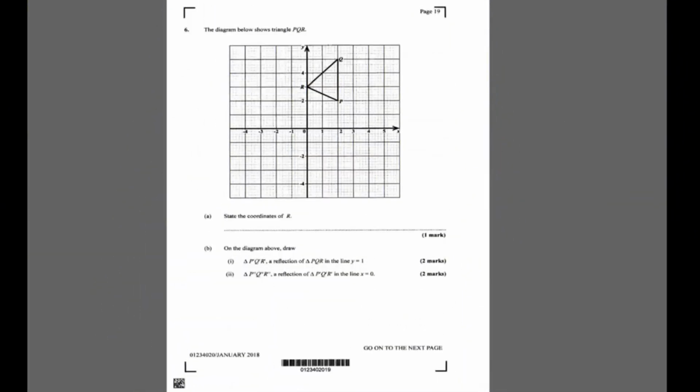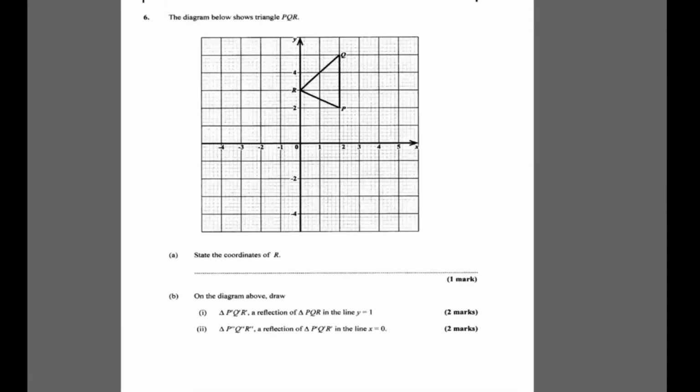The diagram shows one triangle, and they say, state the coordinates of R. The coordinates of R is going to be, the X coordinate is 0, and the Y coordinate is 3. And that's it. Nice and easy.